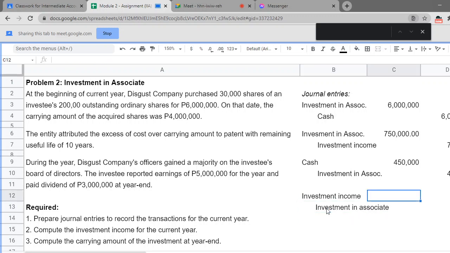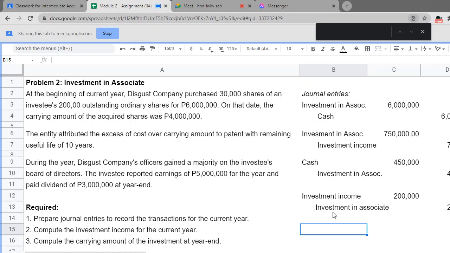Investment in associate. And this is 2 million na difference divided by 10. Kasi 10 years daw nato to nga mapakinabangan. So, wag nating i-recognize na agad-agad lump sum. Kasi 10 years pa naman ang life ng asset na yon. So, tagi-tagi lang sa ang ato ang pag-recognize sa ato ang difference na 2 million. So, that is 200,000. And that would be our entries.